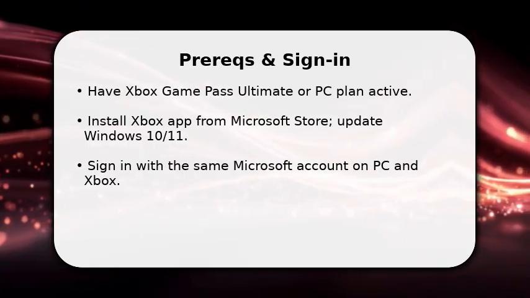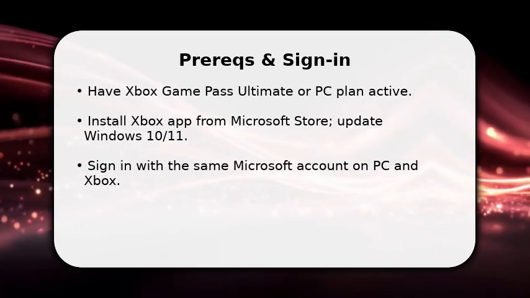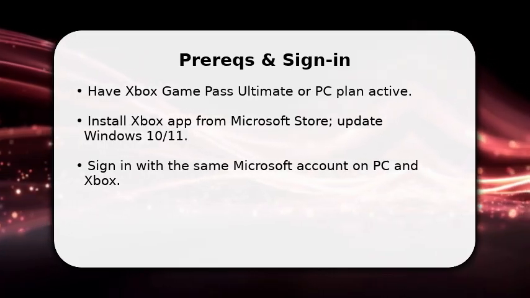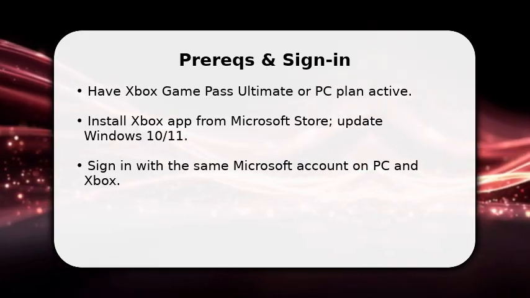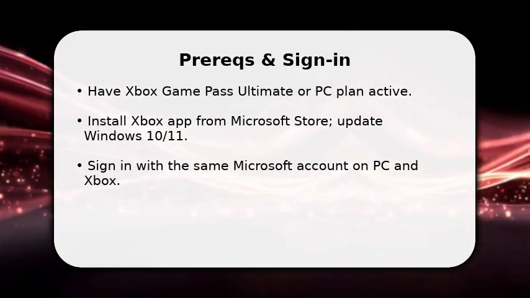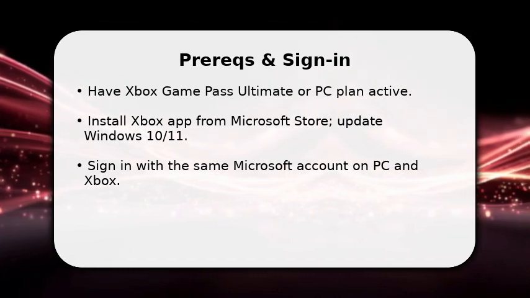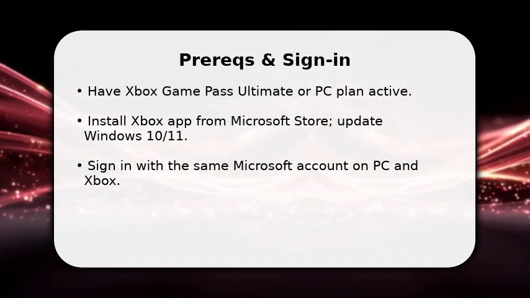Next, install or update the Xbox app from the Microsoft Store, then launch it. Sign in with your Microsoft account. This links your subscription to the app. Once done, the app will sync your library and entitlements, so you can see downloadable PC titles immediately.